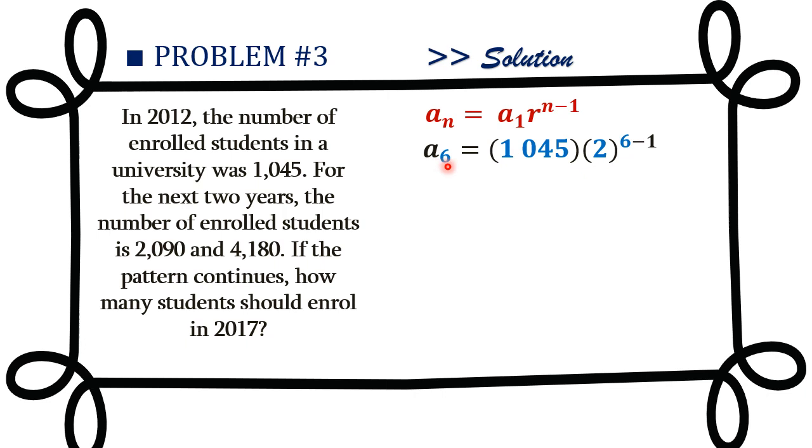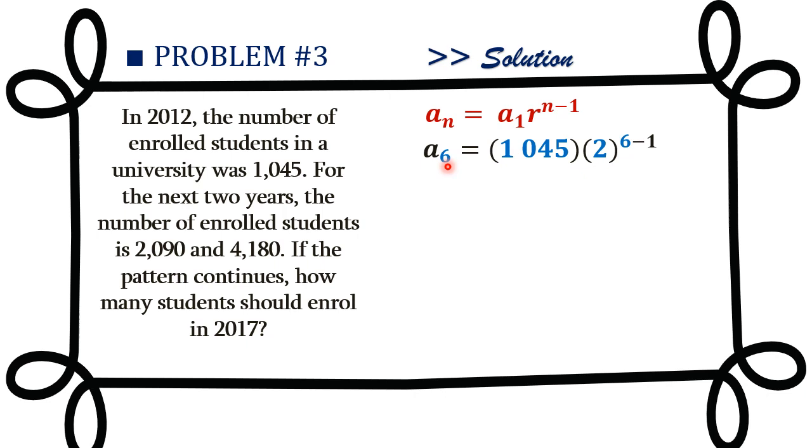So a sub 6, why 6? Because we're looking for the number of enrollees by 2017. So maybe you can count from 2012. So our first term here starts from the 2012 data. So 2012, 2013, 2014, 2015, 2016, 2017. So we do have 6 terms or 6 data involved. Or else you may also use the formula that we had before.